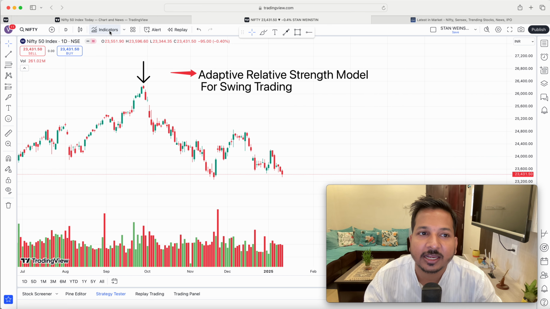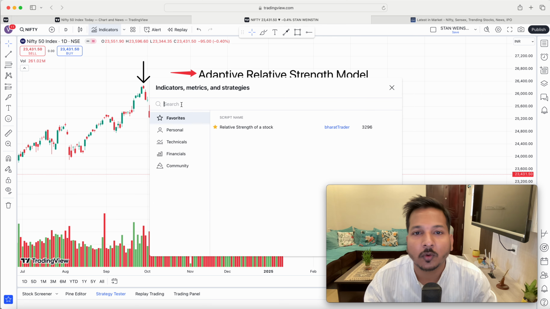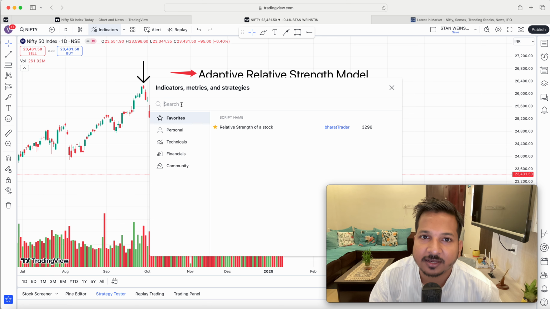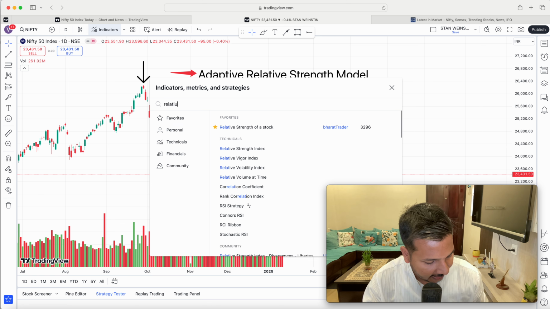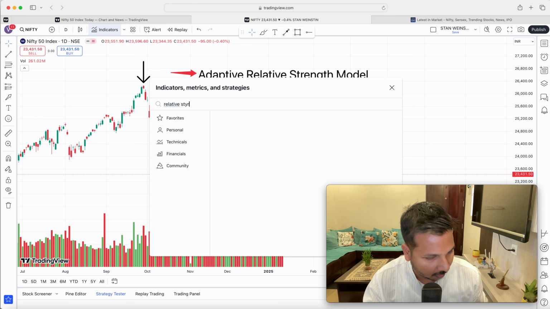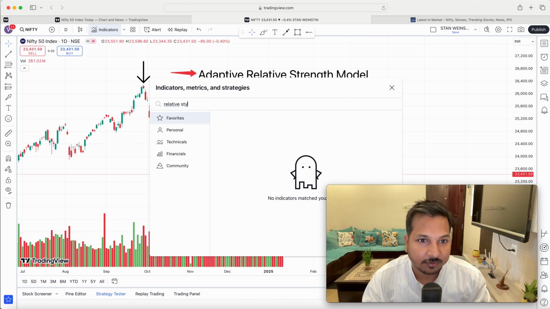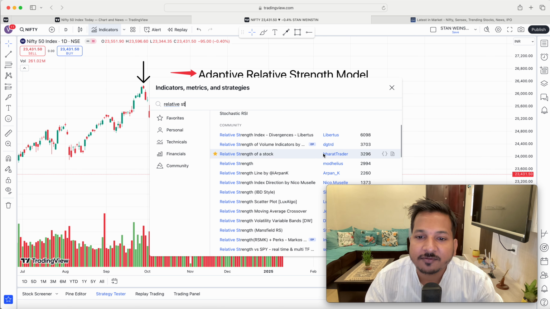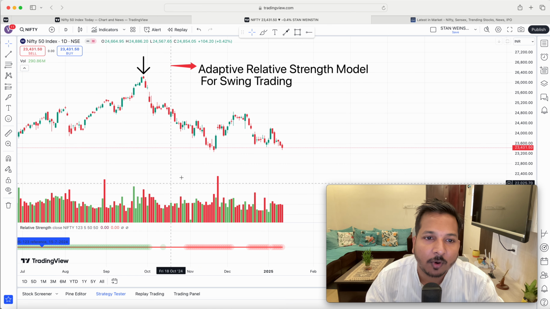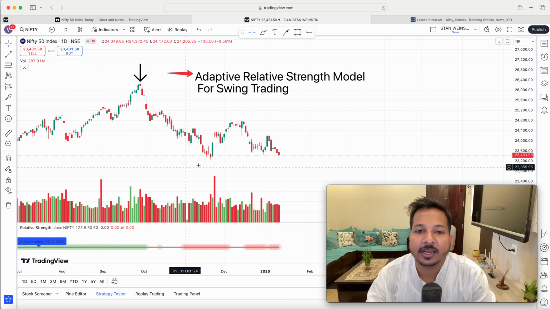So here you go to indicators. Again I am telling you, don't open TradingView in Groww or Zerodha. You have to open TradingView in your browser and search for relative strength of a stock. When you search, many indicators will come, but the one with Bharat Trader written will come. You select this Bharat Trader, and the indicator appears at the bottom.